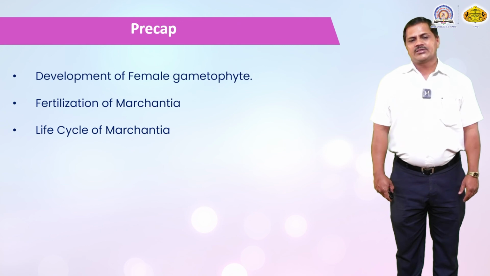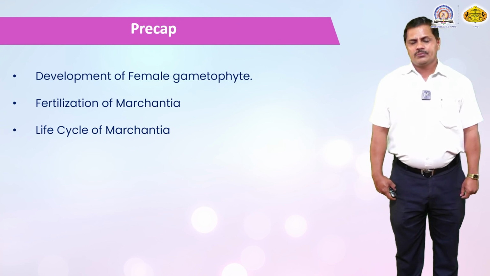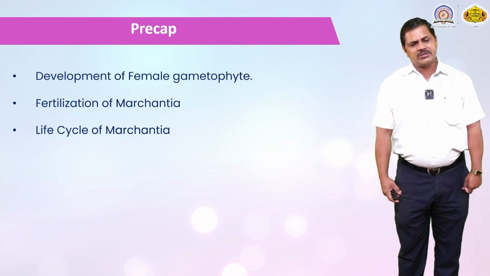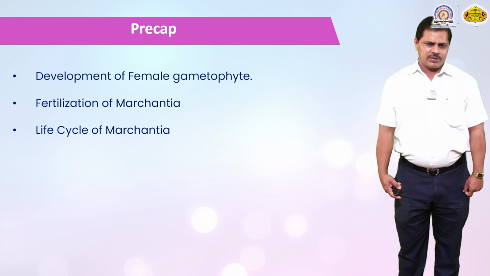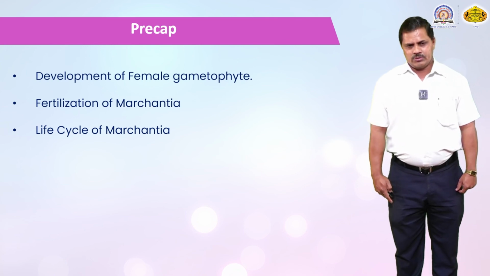Then the life cycle of Marchantia. The Marchantia life cycle has two types of generation, the gametophytic generation and the sporophytic generation. After completion of the gametophytic generation, the sporophytic generation starts. The sporophytic generation is dominant over the gametophytic generation.